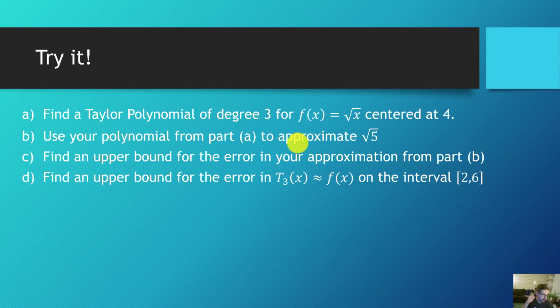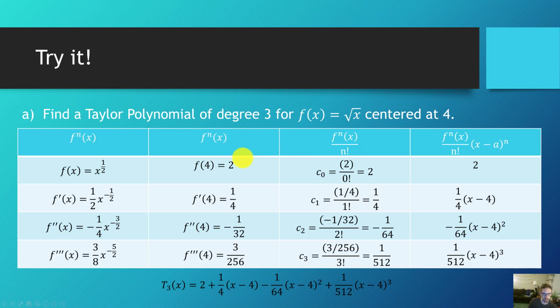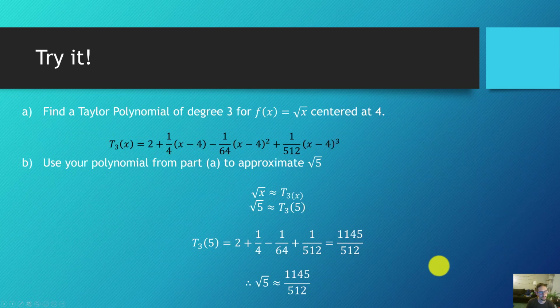I recommend pausing it now before I go and show the solutions and try and solve each of these on your own. All right, let's check out the solution. So the degree 3 Taylor polynomial is listed here. All the work is shown here, so you can pause it if you need to. I'm just going to head to the next solution.